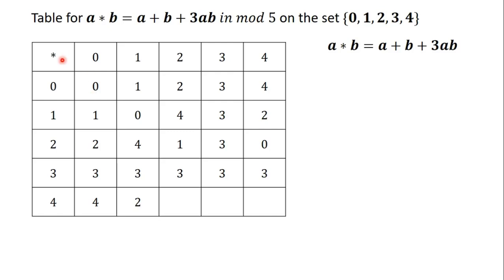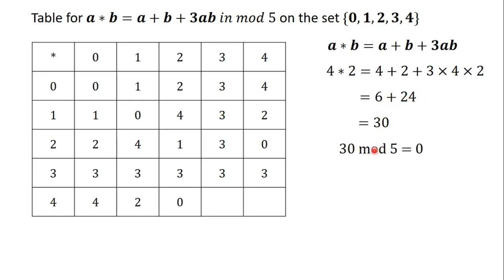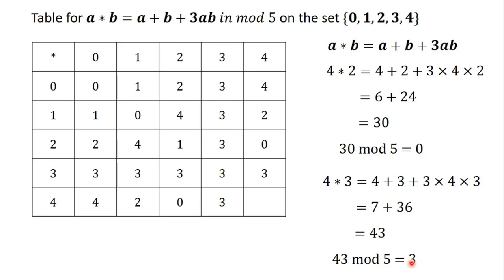The next one is 4 star 2. 4 star 2 is equal to 4 plus 2 plus 3 times 4 times 2. 4 plus 2 is 6. 3 times 4 times 2 is 24. 6 plus 24 is 30. 30 mod 5 is 0. The next one is 4 star 3. 4 star 3 is equal to 4 plus 3 plus 3 times 4 times 3. And we will have 7 plus 36. 7 plus 36 is 43. 43 mod 5 is 3.